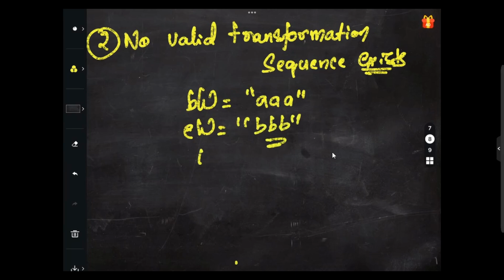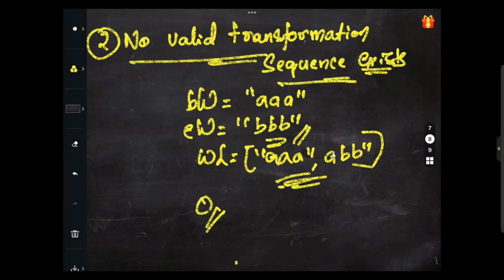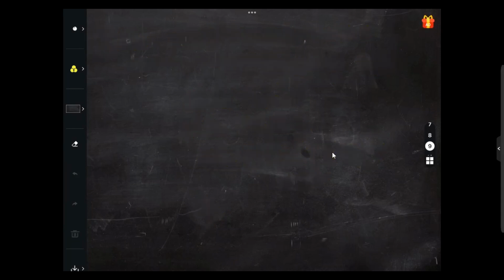We should also have the word list here. If we have AAA and ABB, here we are not having the end word, that is, the end word is not present in the word list. So again we have to return 0. This is for no valid transformation sequence at all, right? I hope the second edge case is clear. Let's move on with the third edge case.